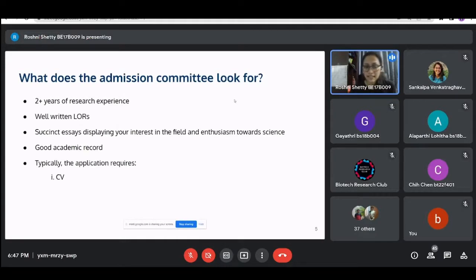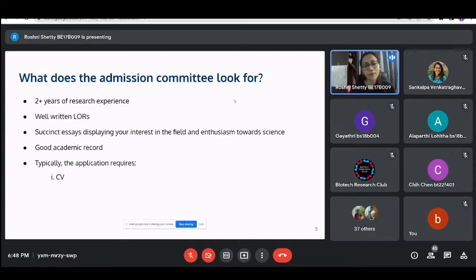Typically, the application requires a CV. Here you list your educational qualifications, your degree and your CGPA, and then your projects and experiences. Then if you have any publications, and if you're still writing a manuscript which is going to be published, say within the year, you can include that as well. And then extra projects and academic achievements. All of these go into your CV, typically 1 to 2 pages. Most of my submitted applications required a 2 page CV.